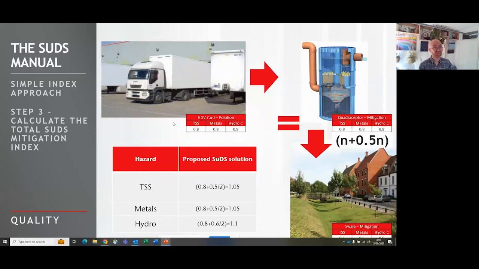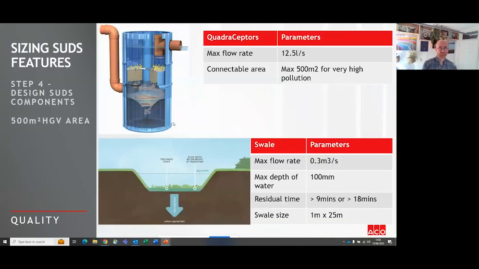So you can see there, this is just a HGV park, and I'm showing some of the calculations required to actually manage that water, to manage that very heavily polluted water, using something called a Quadriceptor before it's then transferred or released into a swale where it can be used by the natural environment before it's carried further forward into the system. And that's just showing some of the calculations, which we'll share in the presentation after. It shows you the size of the system required for a given area, servicing 500 square meters of a heavily polluted HGV industrial park.